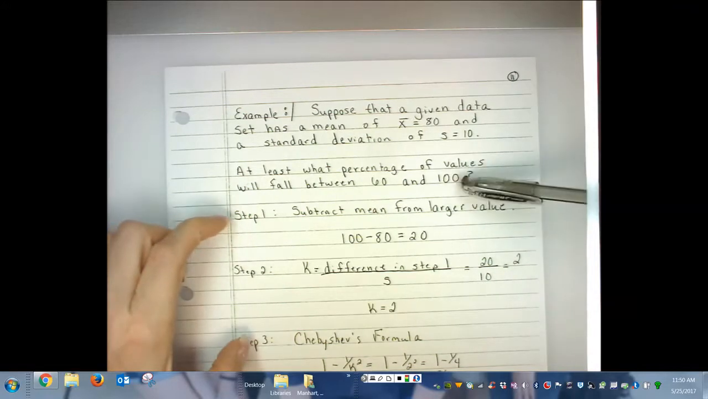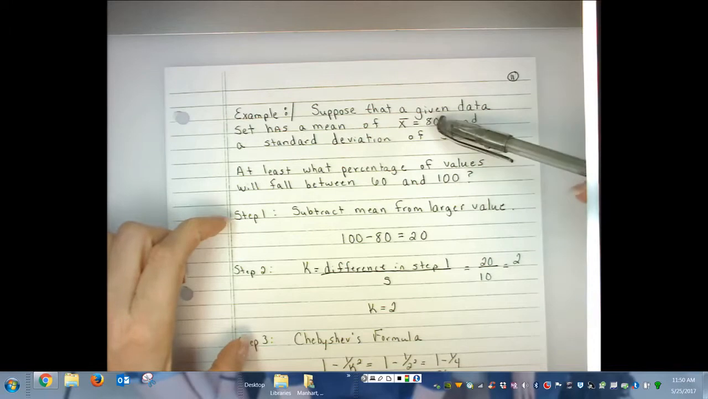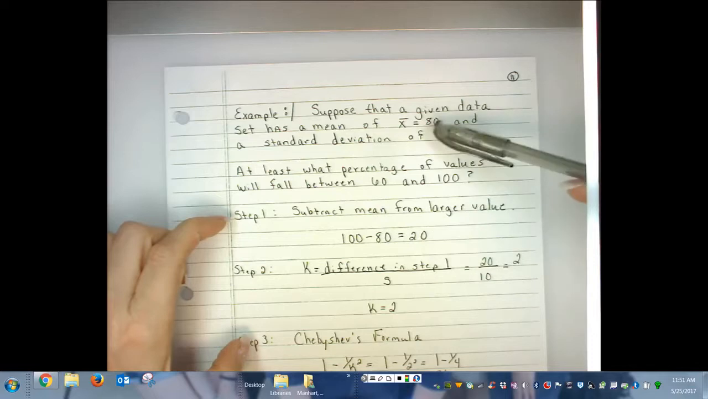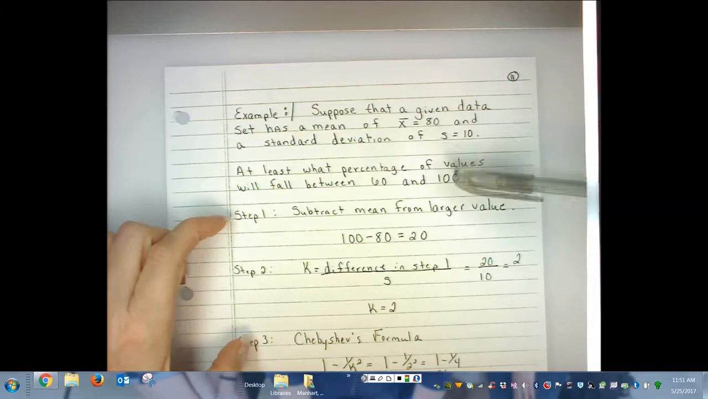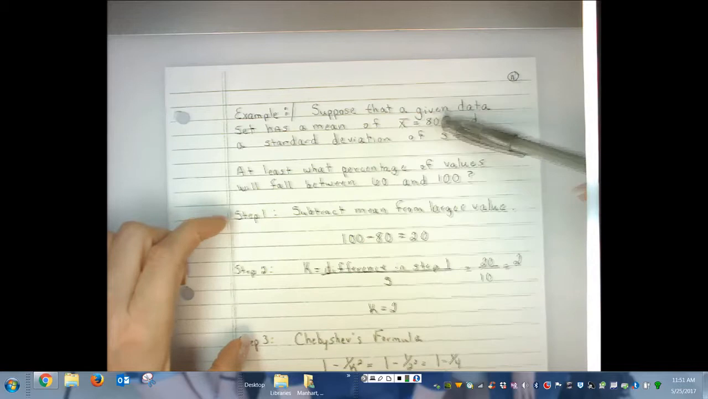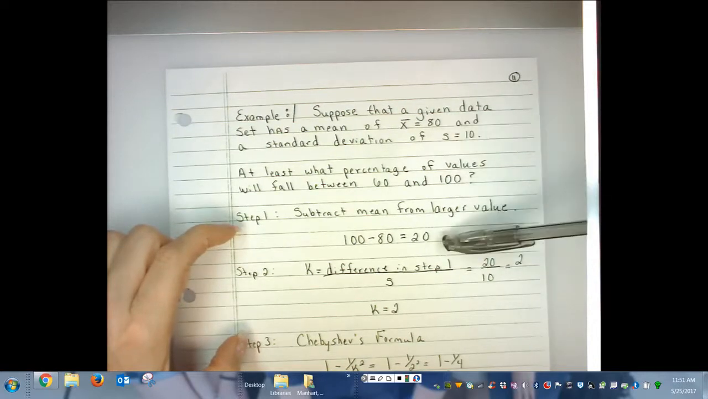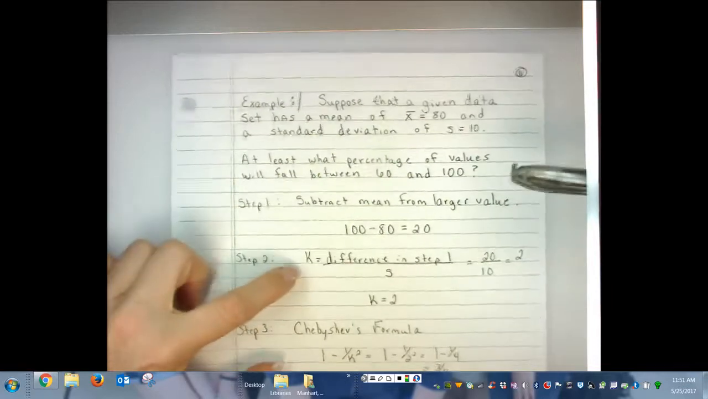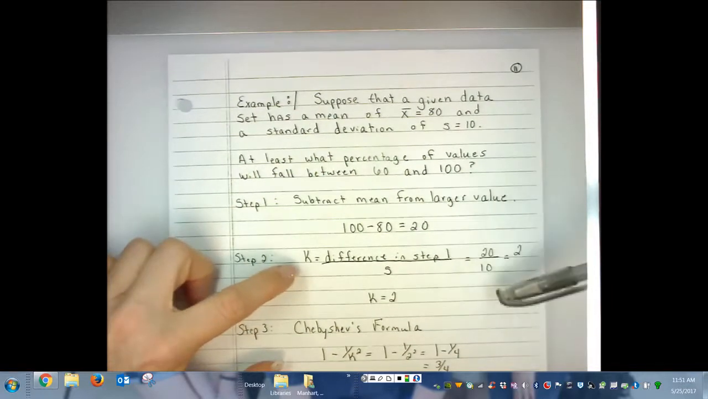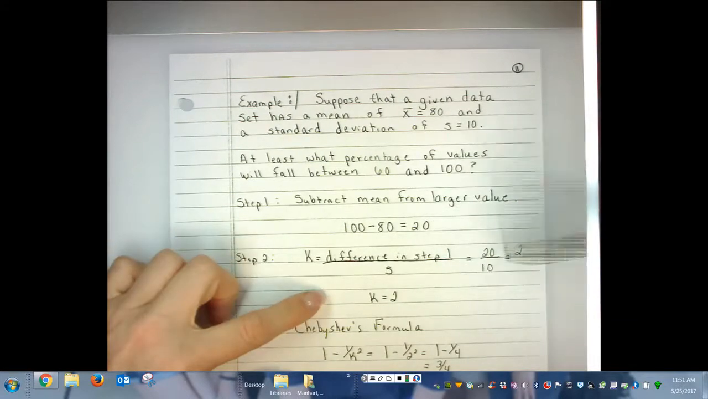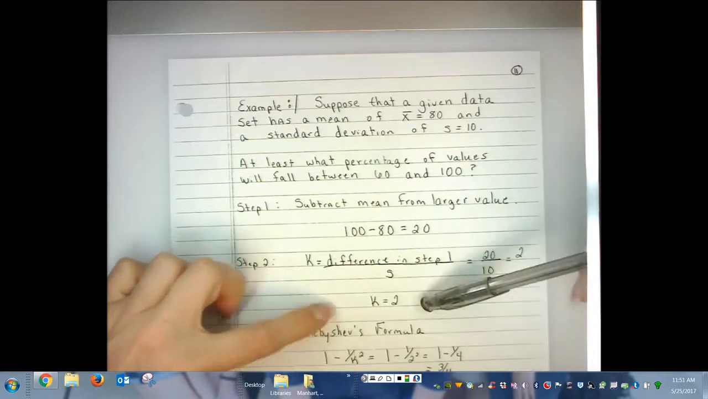Take your larger value and subtract your mean of 80, and you get a difference of 20. Just so happens that the difference between the smaller value and the mean of 80 is a positive difference of 20. The difference between 60 and 80 is 20. But I say in the step, take your larger value of 100 and subtract the mean. That positive difference is 20. K, which represents the number of standard deviations above and below, is going to be this positive difference divided by S, which is 10. So 20 divided by 10 is 2. K is 2 standard deviations.